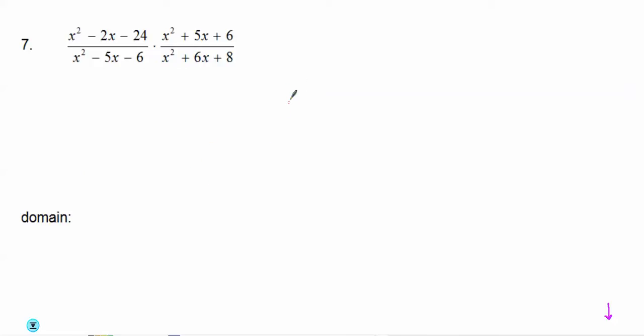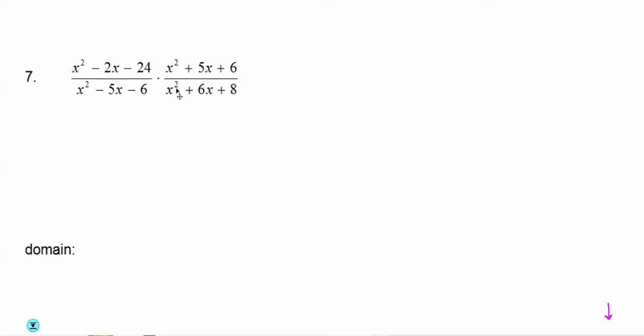Step number 1 says we need to factor. So what we're going to do is factor all of the numerators and all of the denominators. Remember how we factor when a is equal to 1? We are looking for the things that will multiply to give you 24, but will here subtract to make -2. That's what we're trying to do for this particular one.